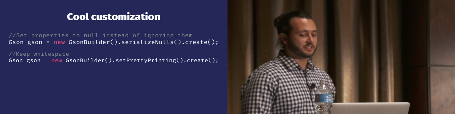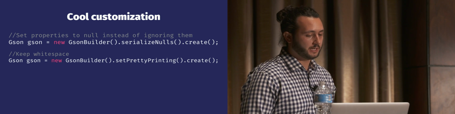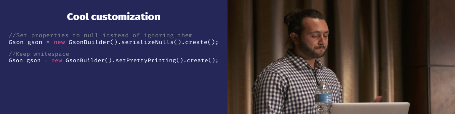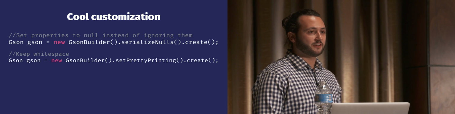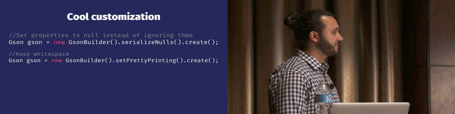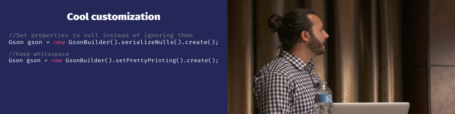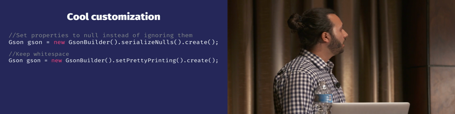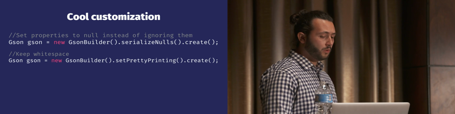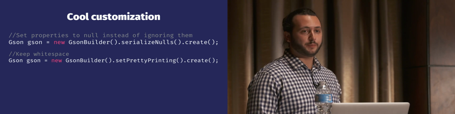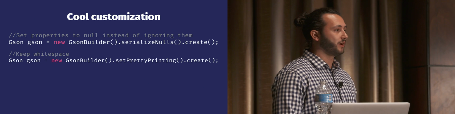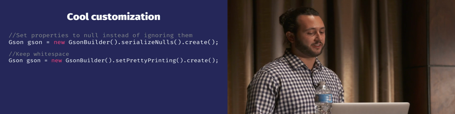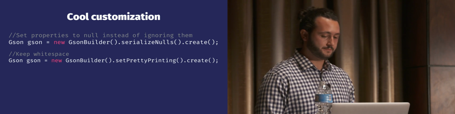We can customize JSON, and this is just the tip of the iceberg, I feel, for customizing JSON. The first gotcha I mentioned was serializing nulls: it would skip over nulls when serializing into the JSON. We can change that by using serialize nulls in the JSON builder. Or if we need to keep whitespace, because JSON automatically strips out whitespace by default, we can use set pretty printing.